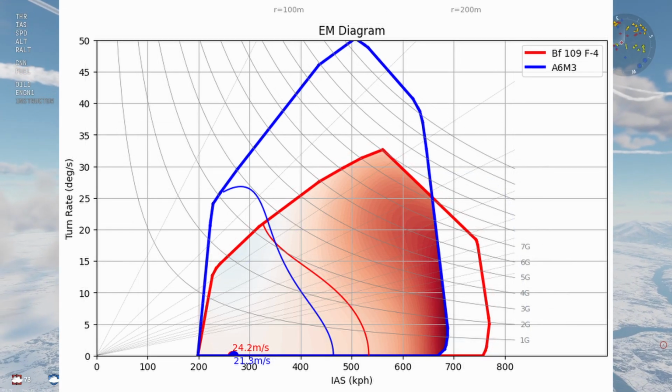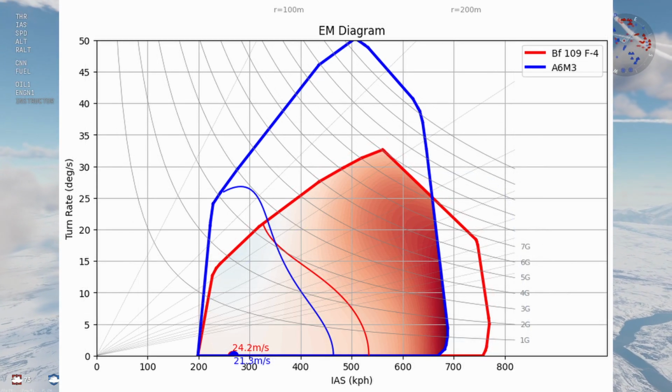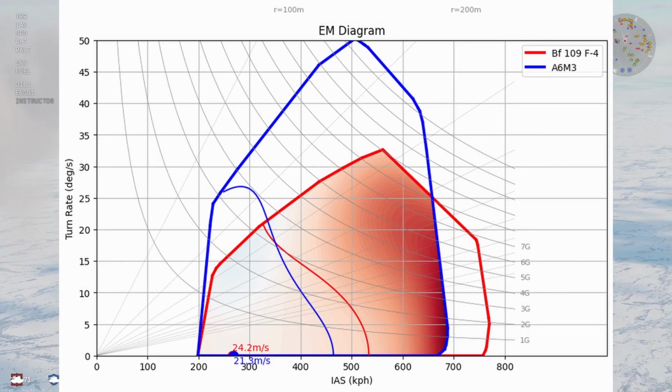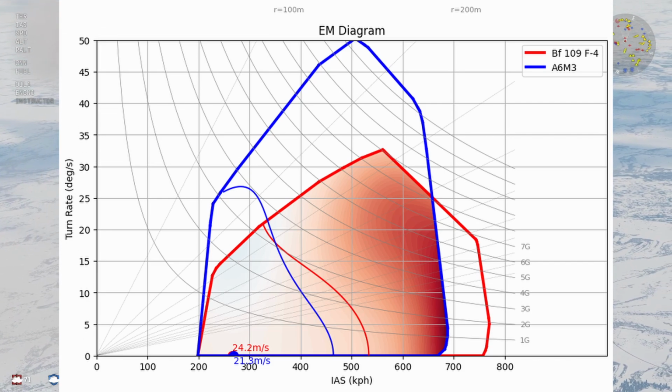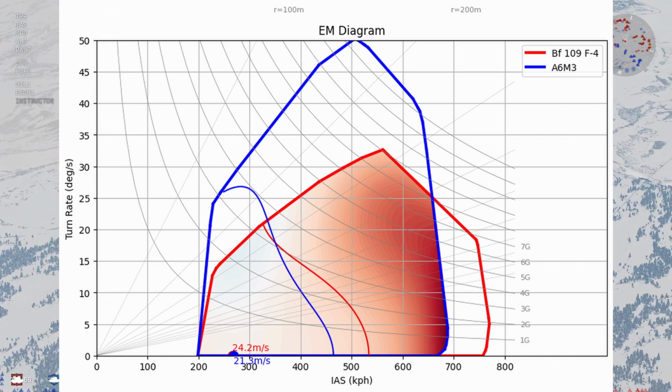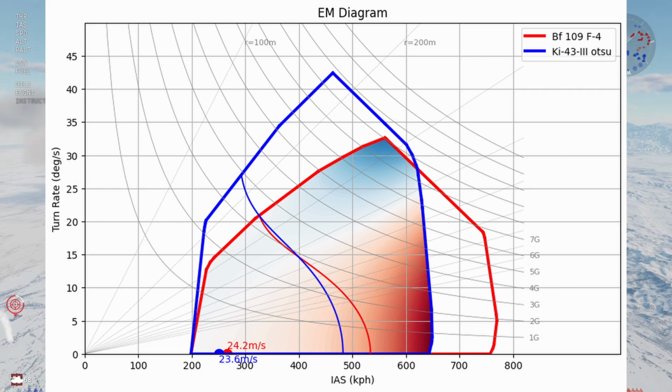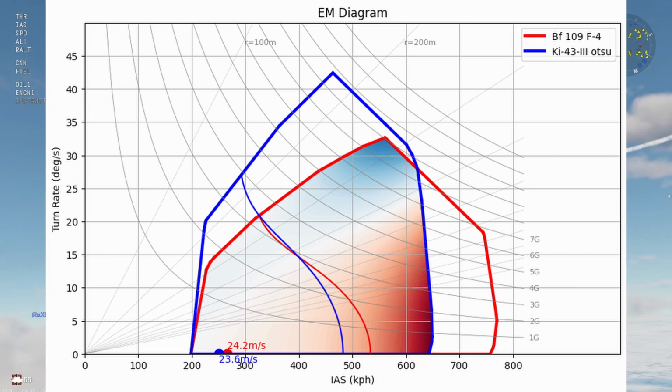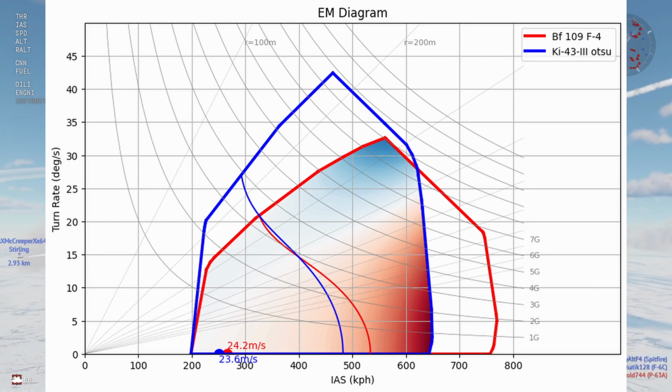The Zero turns comically hard with the insane instantaneous and sustained turn rate, but obviously has a poor energy retention and max speed. You can only really boom and zoom this kind of plane. The Ki 43 is very similar, but has a bit of a better energy retention and climb, so be careful just as much when fighting them.